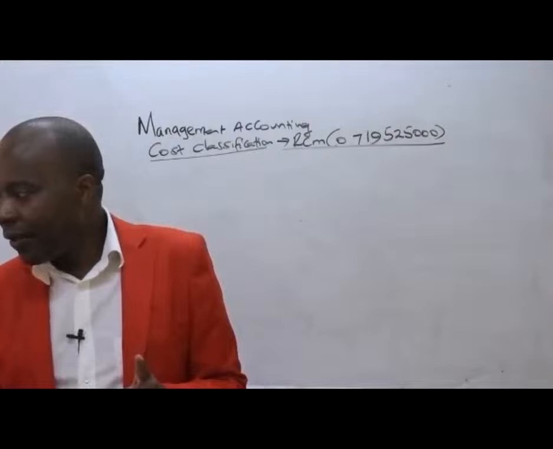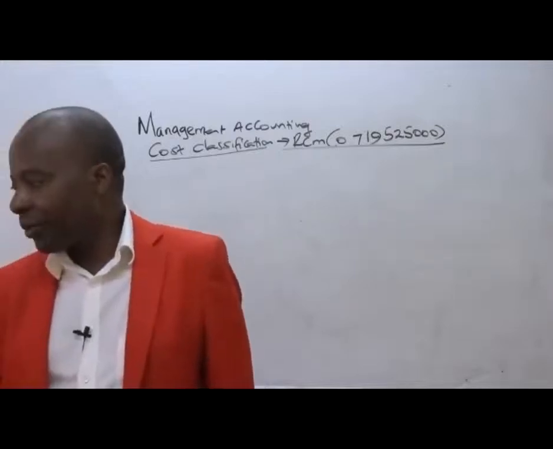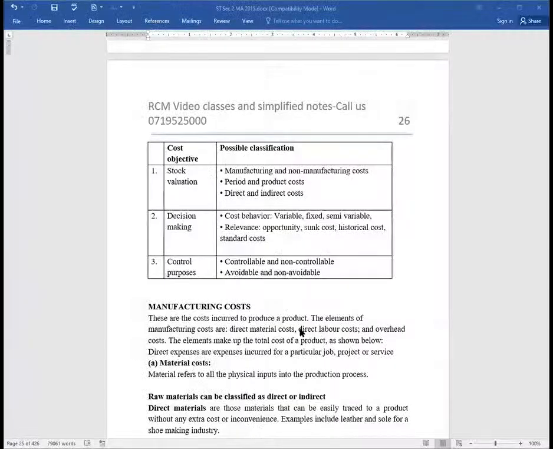So manufacturing cost, ladies and gentlemen, most importantly, you're supposed to understand that these are costs incurred to produce a product. The elements of manufacturing costs are direct materials, direct labor cost, and the overhead costs which are directly attributable to production. The elements that make up the total cost of a product are shown below. So they have explained them here.